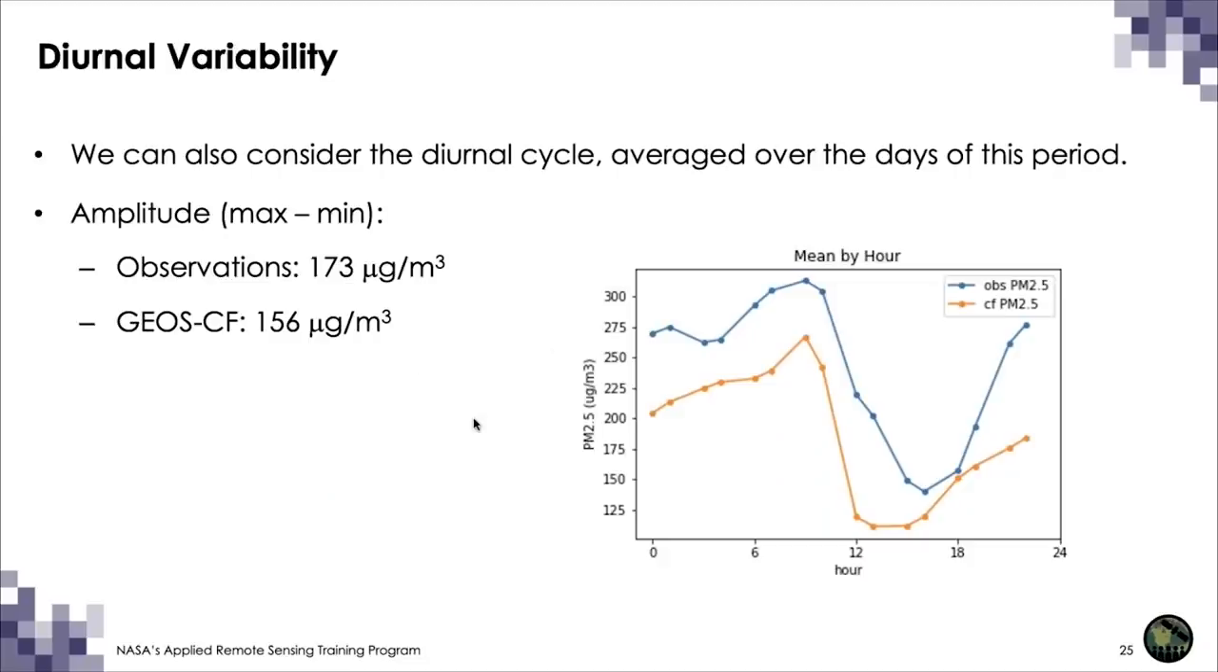We can also look at the diurnal variability. There could be multiple ways to do this, but here we average over all the days of the month for each hour in the day to create an average diurnal cycle. And that is shown in this figure here. GOCF reproduces the general shape of the diurnal cycle, though the amplitude of the cycle, defined here as the maximum minus the minimum, is somewhat smaller in GOCF compared to the observations.